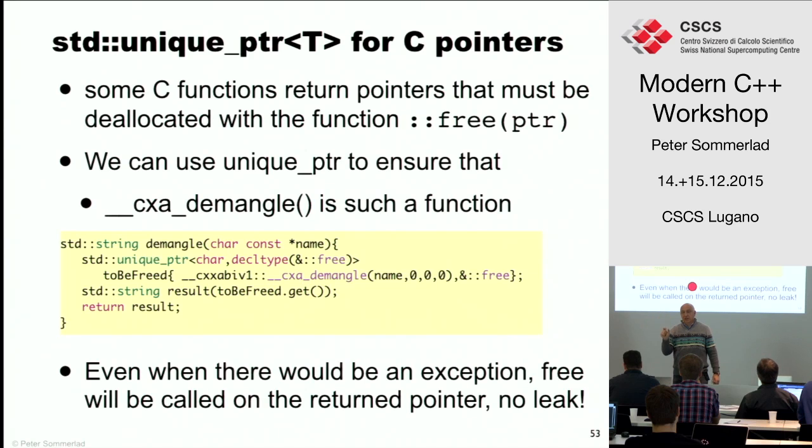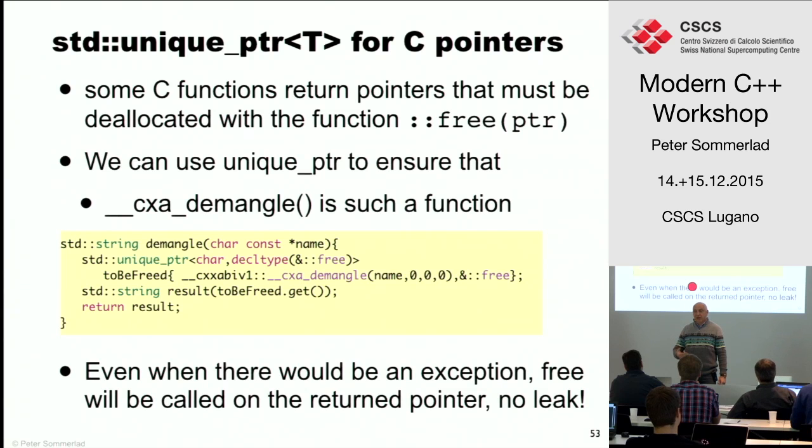The first one is the type the pointer points to. And the second one is the type of the function that is called when the unique pointer goes out of scope and is destroyed. When I construct such a unique pointer, I have to pass in whatever pointer I want the value to be, plus the address of the function to be called when the unique pointer goes out of scope.